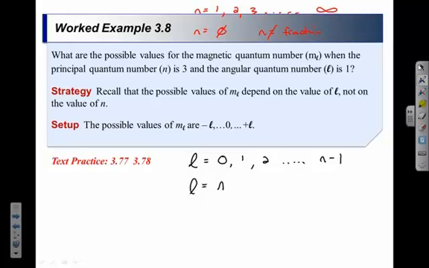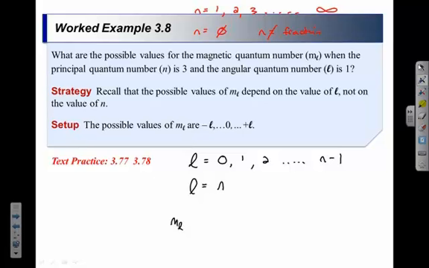And so remember, L tells me whether I'm dealing with an S, P, D, or F subshell. If I know the principal energy level, that at least tells me what limitations I have on the possible subshells that are there.